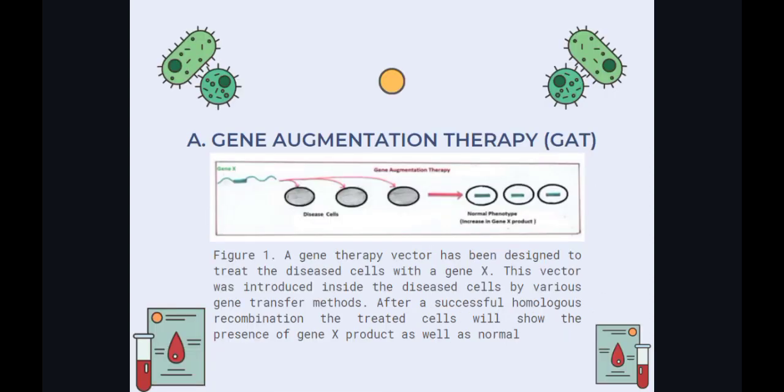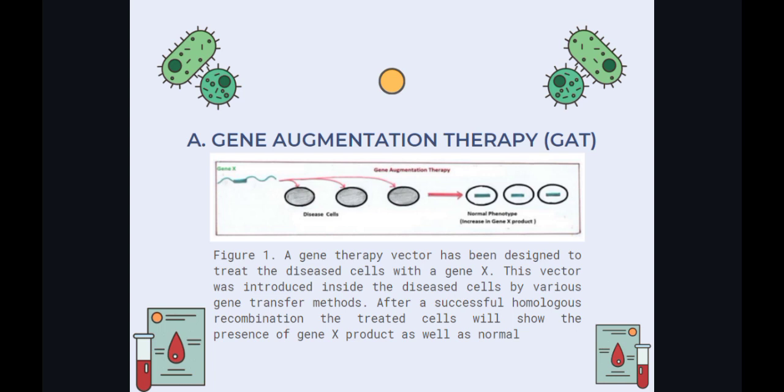In Figure 1, a gene therapy vector has been designed to treat the disease cells with a gene X. This vector was introduced inside the disease cells by various gene transfer methods. After a successful homologous recombination, the treated cells will show the presence of gene X product as well as normal function.